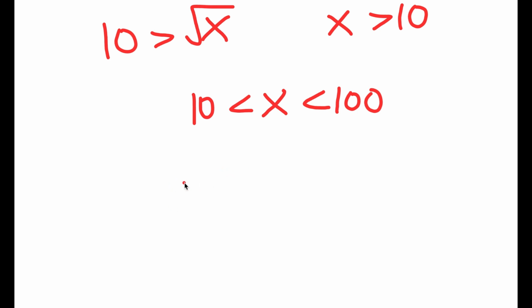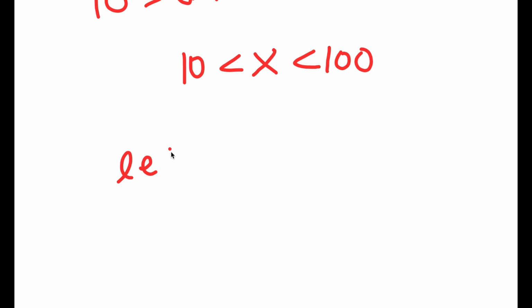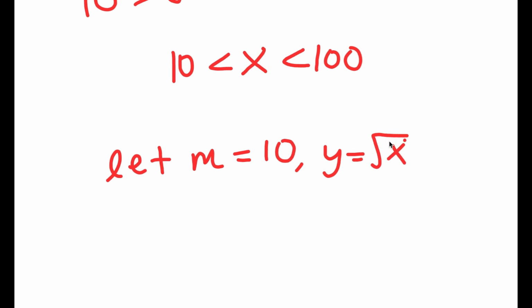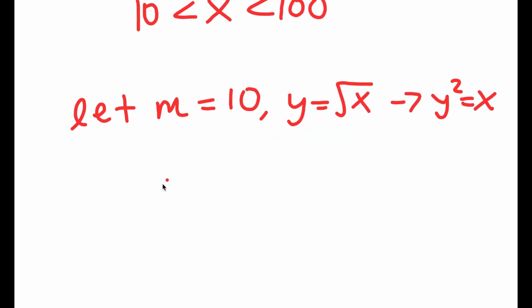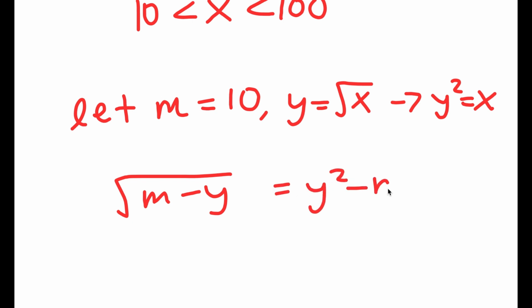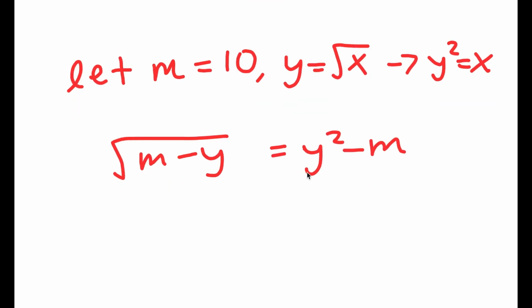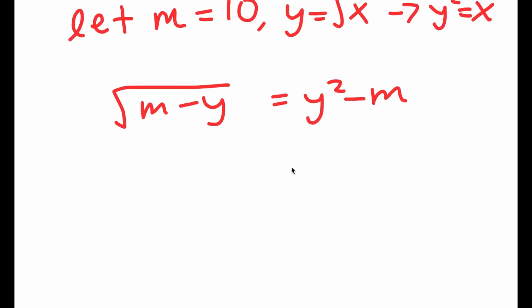To solve this, I'm going to let the variable m equal 10, and the variable y equal the square root of x, meaning y squared is equal to x. So now I have the square root of m minus y is equal to y squared minus m. And this is already a little less sophisticated than our starting equation. Now we want to get rid of the square root, so I'm going to square both sides.